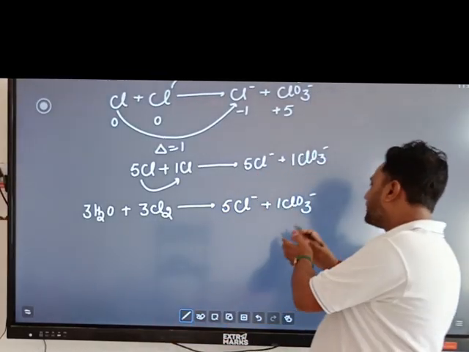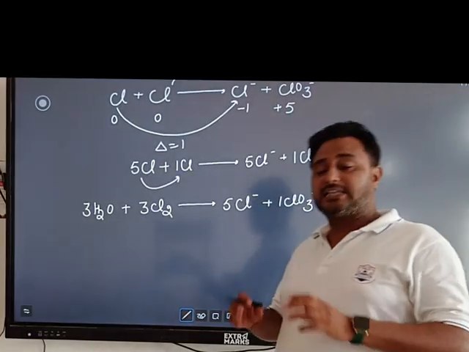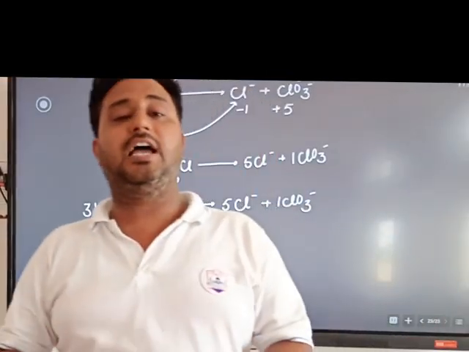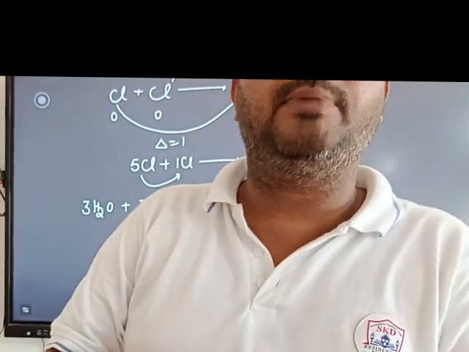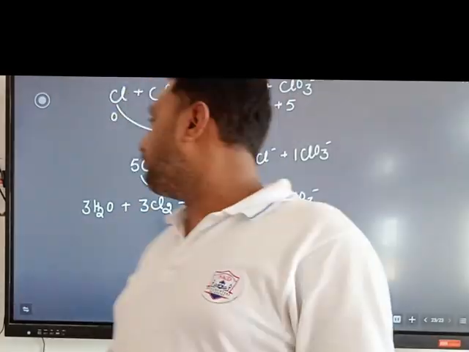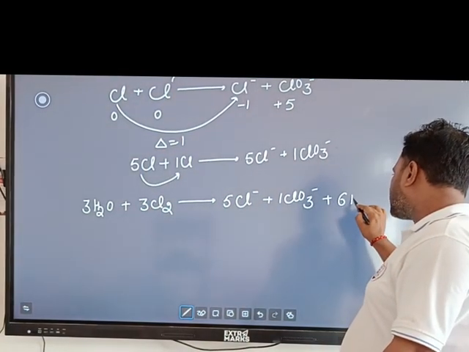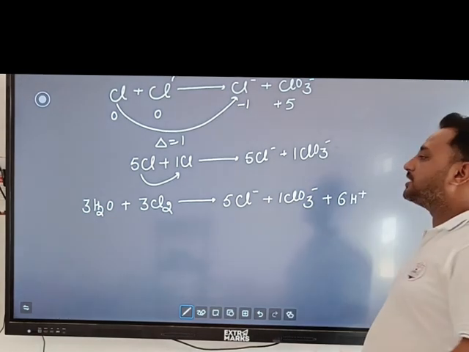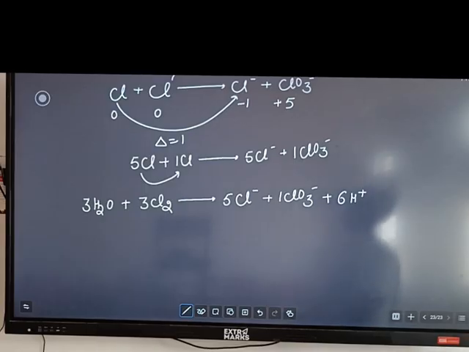There is no hydrogen present on the product side. It means the product side is deficient with 6 hydrogen atoms, and hydrogen atoms are balanced with the help of protons. So we have to add 6 protons on the product side. In this way, now this reaction is balanced according to acidic medium.